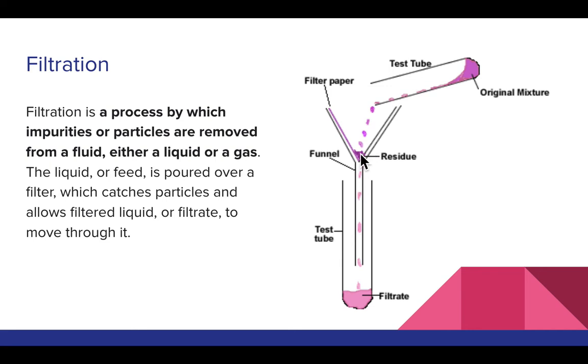And so this residue is the particles, like within sandy water, that can't make it through the filter paper pores, and the water can, and so we are left with what's called the filtrate, which is the water that's able to move through it.